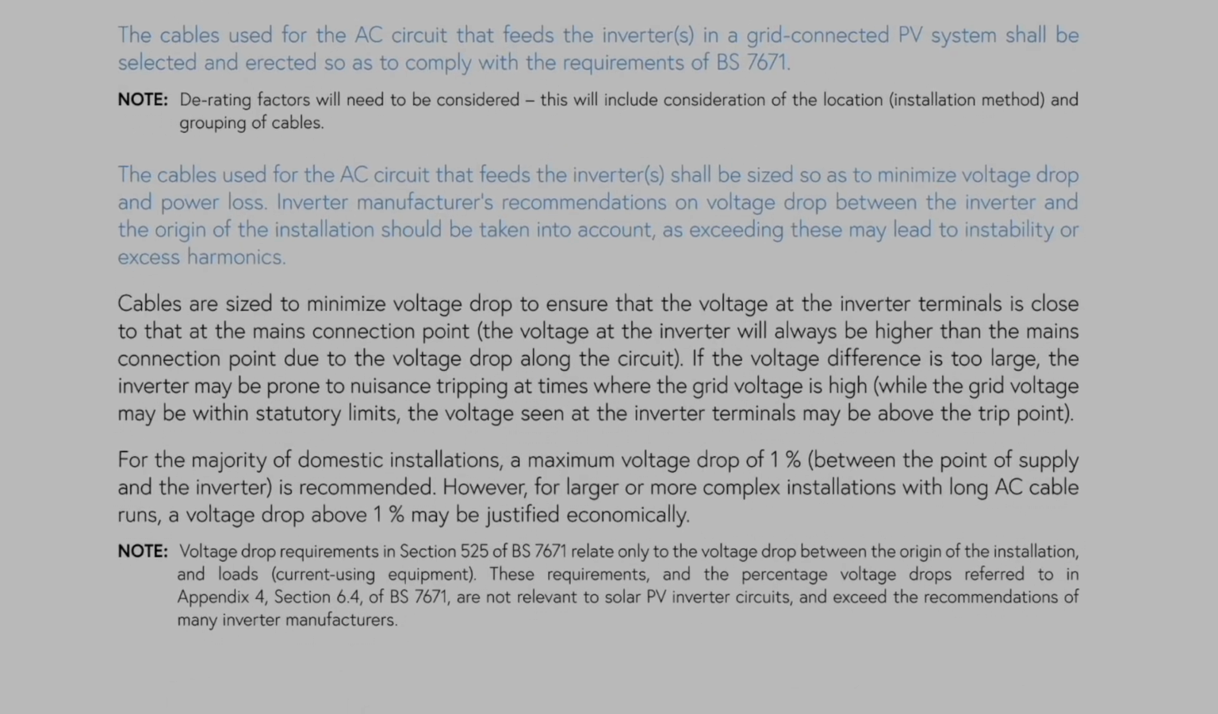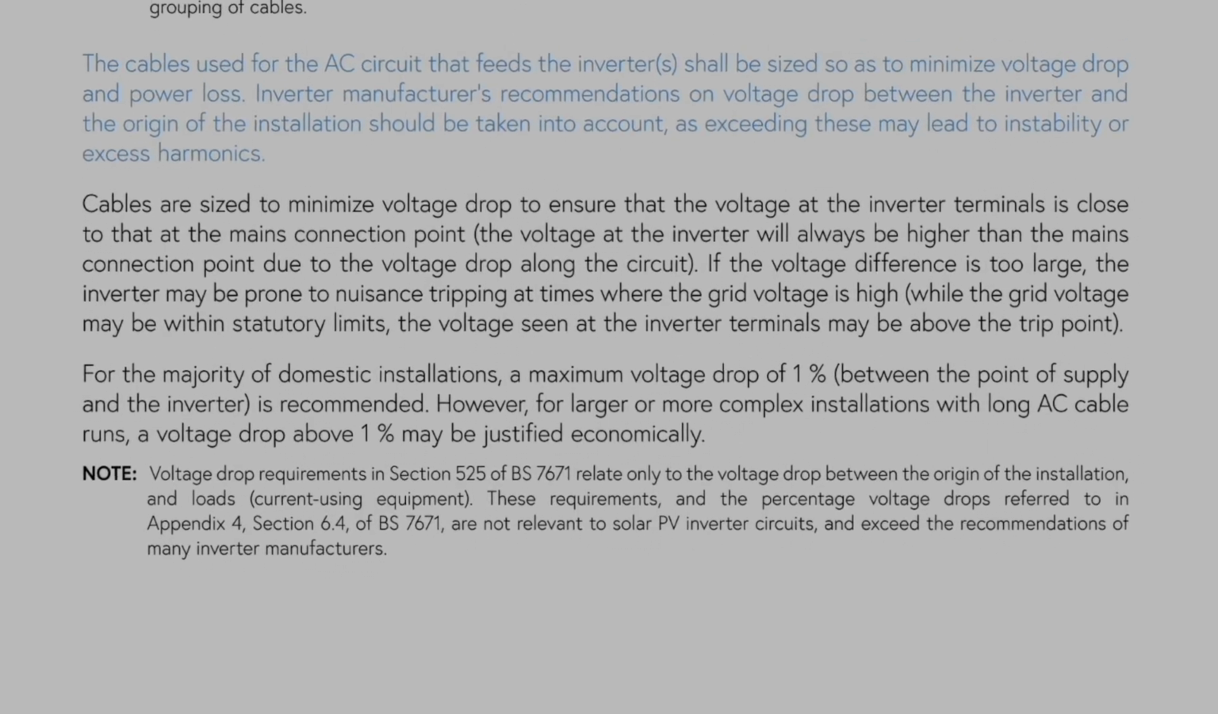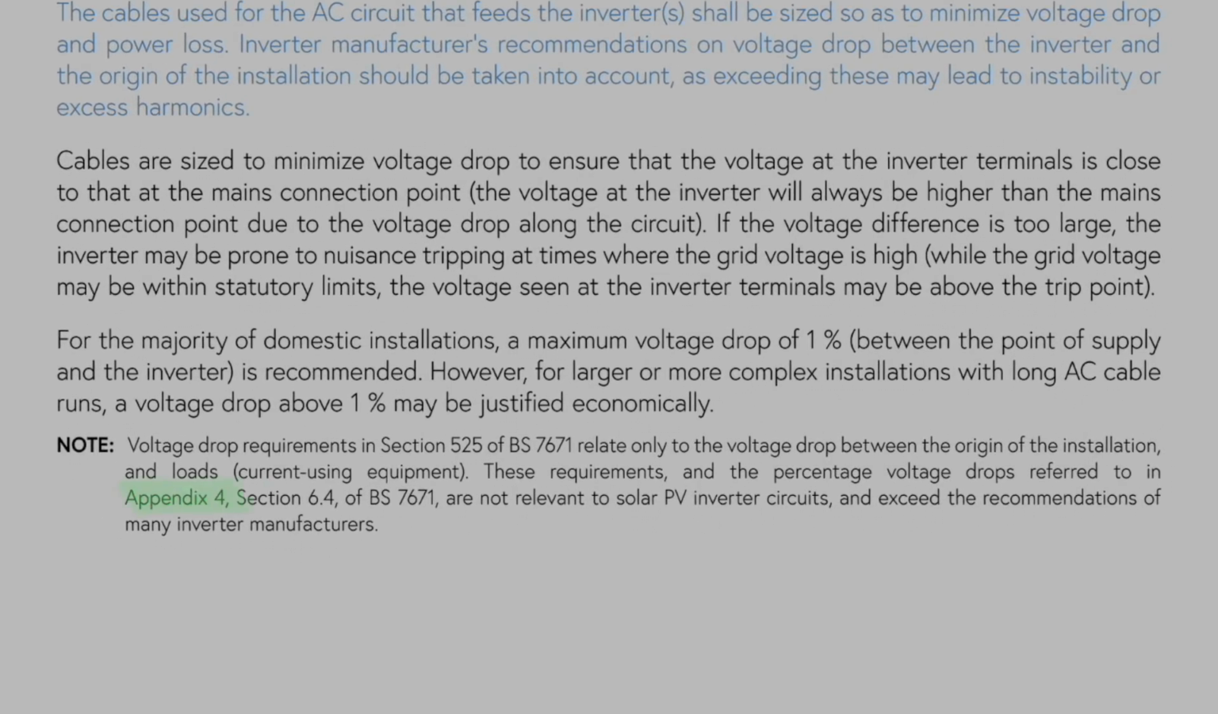But if we have a look at this note here from the Code of Practice for grid-connected solar systems, it says Appendix 4, Section 6.4 of BS 7671 are not relevant to solar PV inverter circuits and exceed the recommendations of many inverter manufacturers. So what are those recommendations and why?